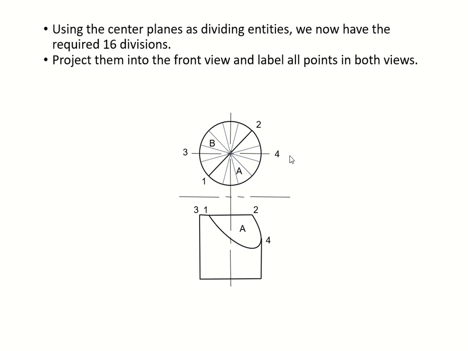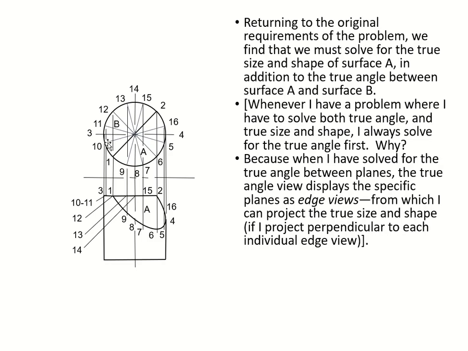And then we're going to divide our circular view into a minimum of 16 points. So we do 16 points, giving us 16 divisions in your circle, like pizza cutting, or pie cutting, but make it 16 slices, or 16 divisions right there. Then you're going to project them into the front view and label all points in both views. Oh my gosh, getting more and more complicated.